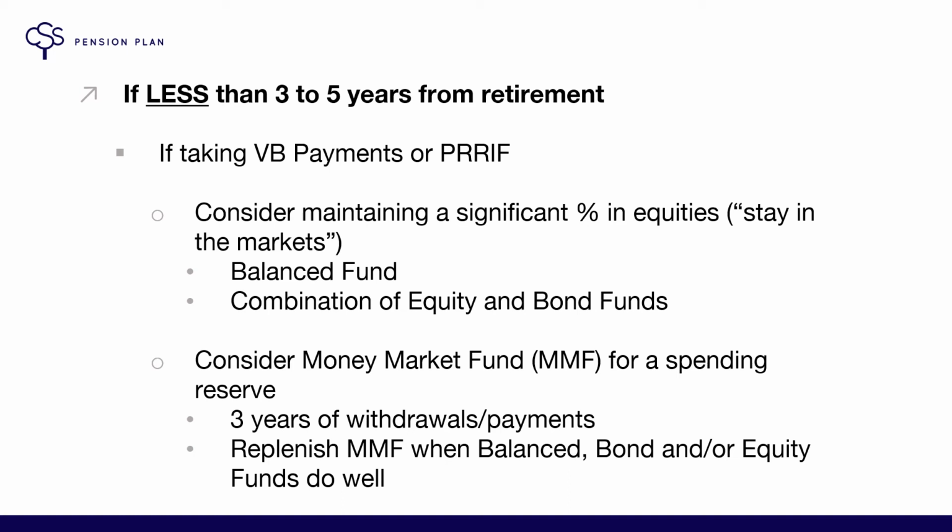Each year, when markets perform well, you would replenish the amount you withdrew from the money market fund from your investment in the markets, such as the balance fund. In the years when the markets don't do well, you would not transfer out of the balance fund to replenish the money market fund. You would still have funds left in the money market fund to pay you your retirement income, which allows you to leave the balance fund alone to let it recover. Once the markets recover, you would then replenish the money market fund by transferring from the balance fund.